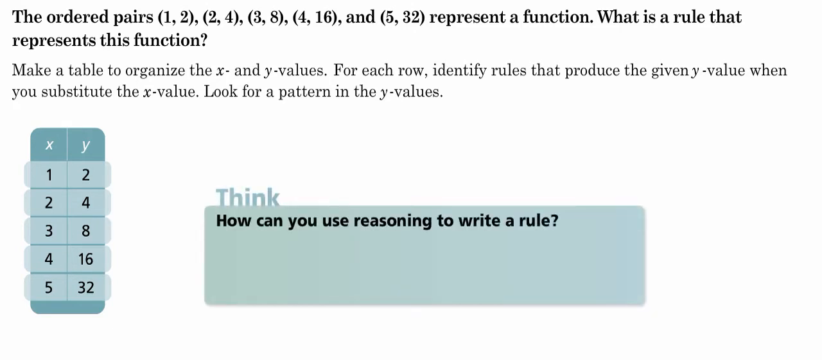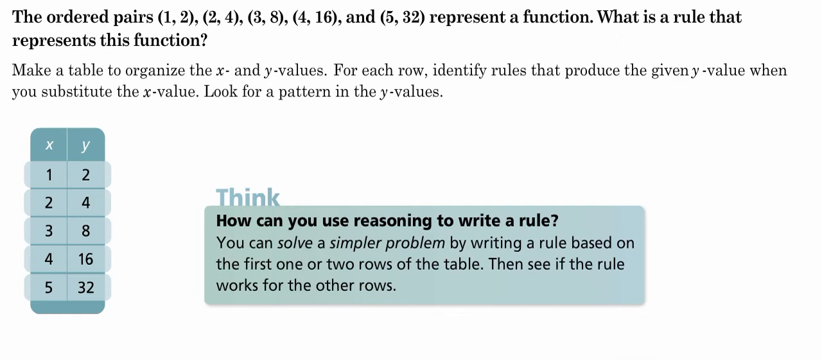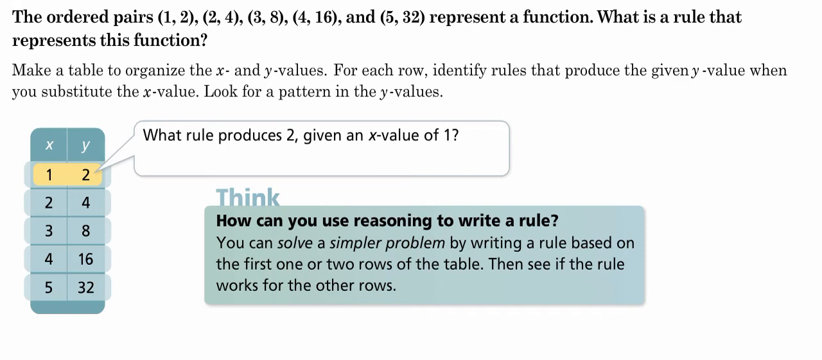How can you use reasoning to write a rule? You can solve a simpler problem by writing a rule based on the first one or two rows of the table. Then see if the rule works for the other rows. Look at the first row. What rule produces 2, given an x value of 1?